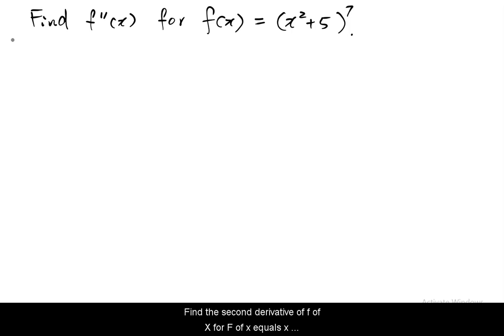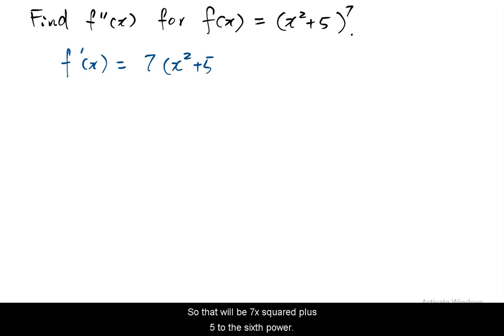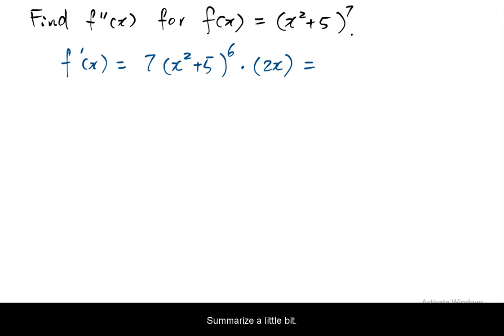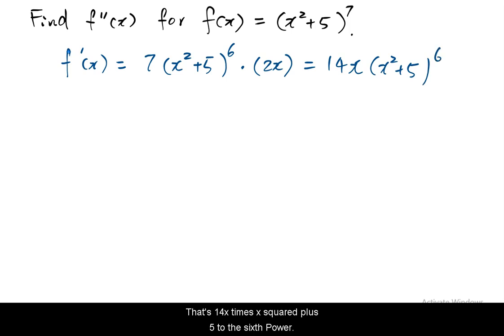Find the second derivative of f of x for f of x equals (x squared plus 5) to the 7th power. To find the second derivative of f, we need to find the first derivative of f of x. So that will be 7 times (x squared plus 5) to the 6th power, chain rule, times the derivative of x squared plus 5, right? That's 2x. All right, summarize a little bit. That's 14x times (x squared plus 5) to the 6th power.